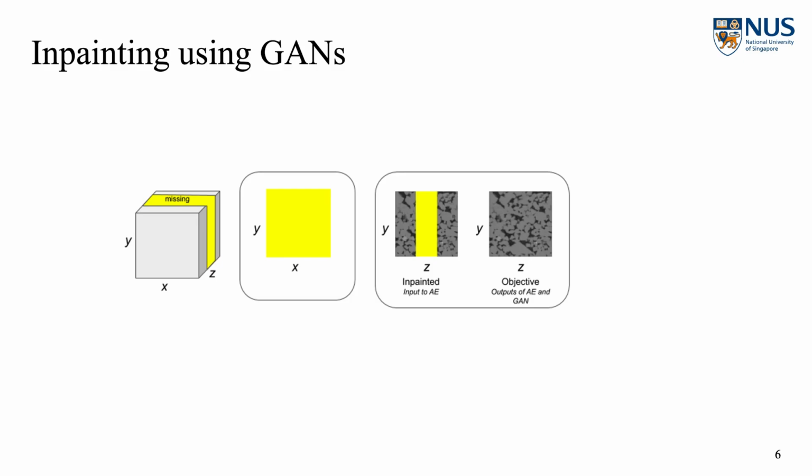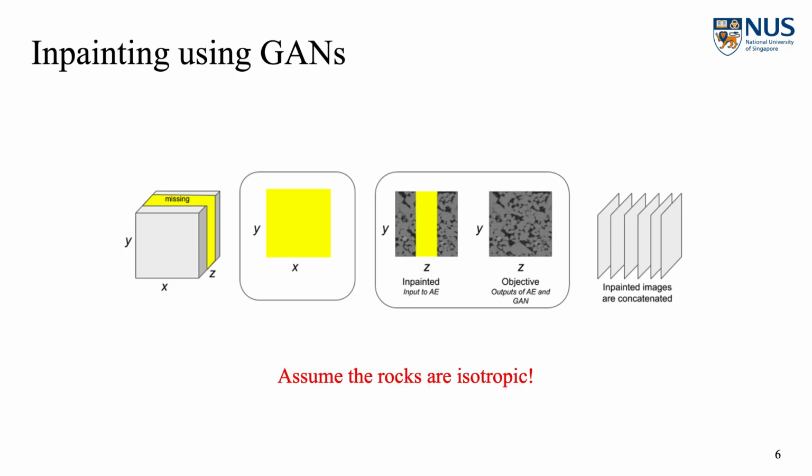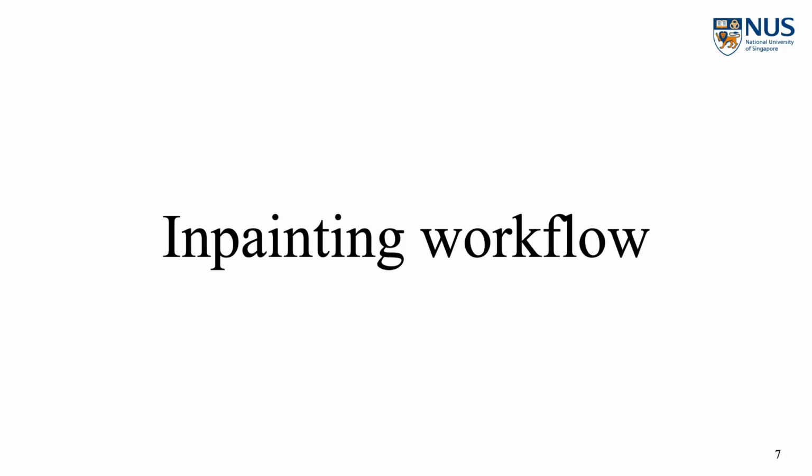So the aim is to restore the missing structures using GANs. After inpainting, those inpainted slices are concatenated to recreate the 3D digital rock. Please note that this method assumes the rocks are isotropic. That's why the neural networks can learn structural information in XY domain and then transfer it to YZ domain to fill the missing part. Now let me walk you through the inpainting workflow.